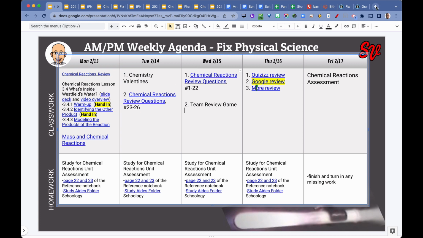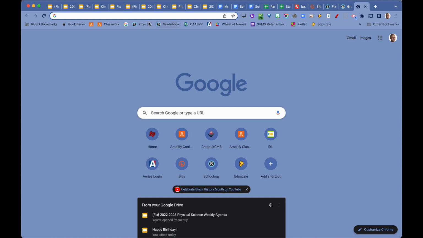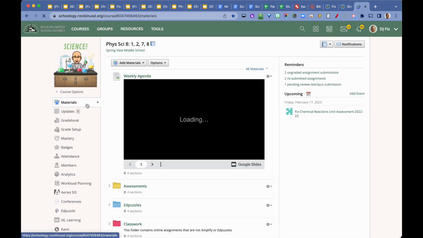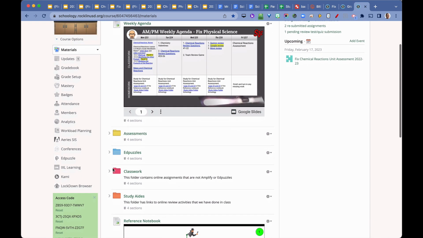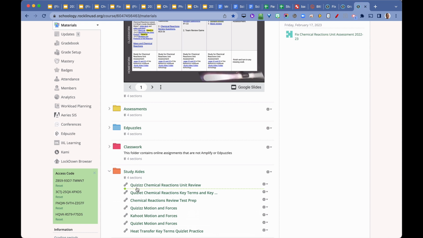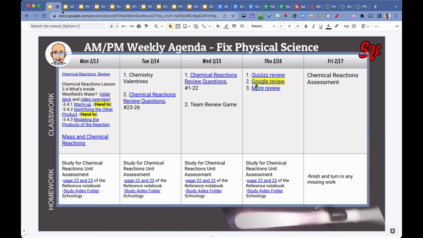So if we go to Schoology, in Schoology, these study aids, there's 3 of them up at the top: Quizizz Chemical Reactions Unit Review, Quizizz Chemical Reactions Key Terms and Key Concepts, and Chemical Reactions Review Test Prep. I highly encourage students to do that, and if they have any questions, they should ask during class or after class or before class or via email.